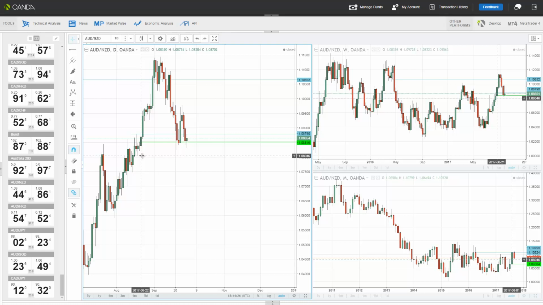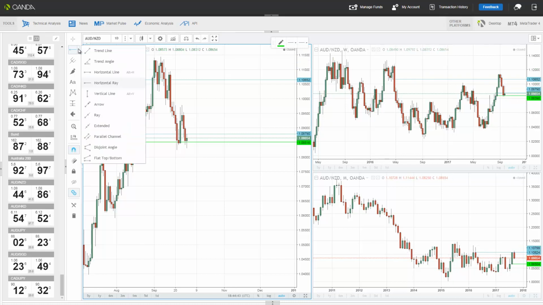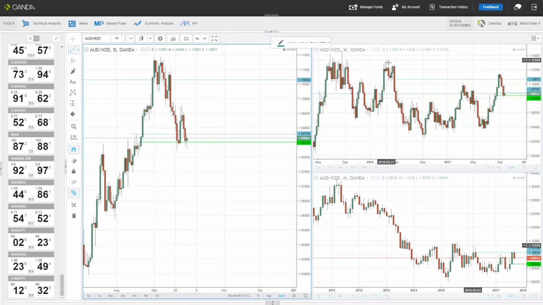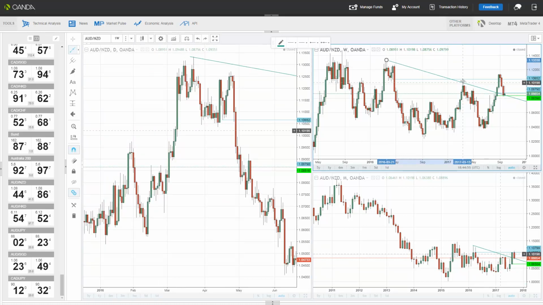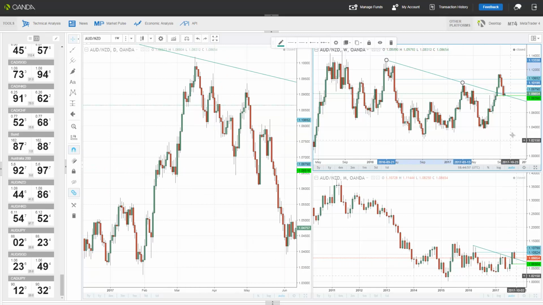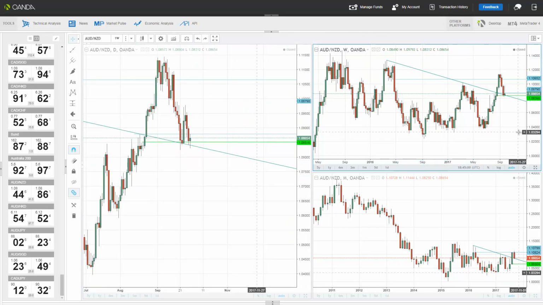Yeah, so this long here has the double confluence, because there was a weekly demand as well. And of course we can also draw the trend line. As you can see, price just perfectly reacted to this trend line on the daily and on the weekly.